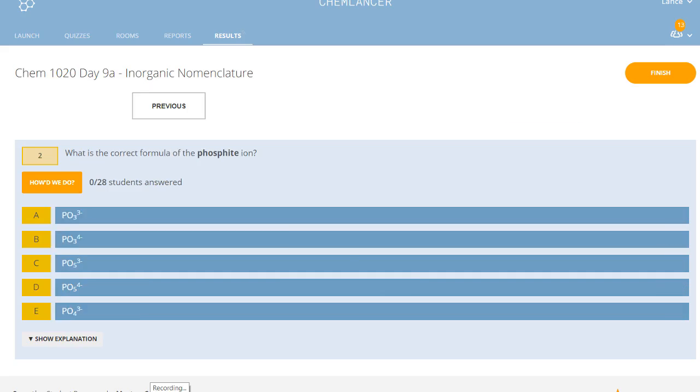So following those trends, what is the formula for the phosphite ion? Talk with a neighbor before you commit yourself. Look at your list of polyatomic ions in case you forgot. What would the formula be for the phosphite ion? Which you won't see on page 143, nor will you see it on here, but you should be able to figure it out.